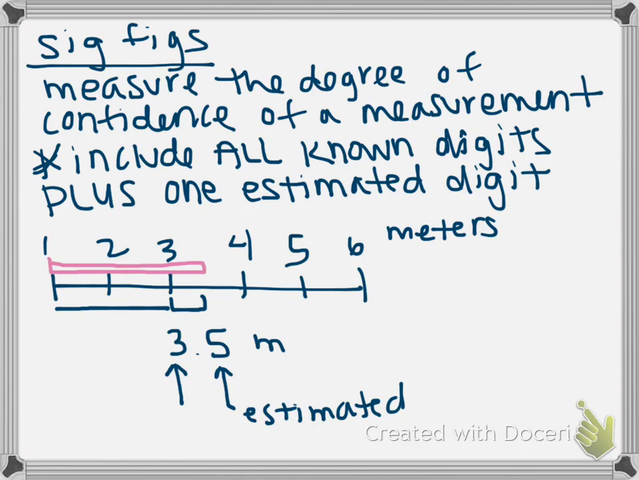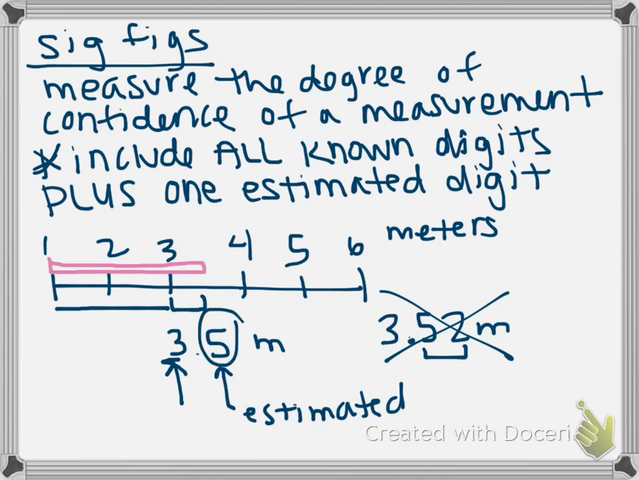Okay, so it doesn't matter, but what matters is that in every measurement you make, you need to have all of the known digits plus one estimated. It's also important that you only have one estimated digit. So for example, you could not say that that is 3.52 meters because that includes two estimated digits, and this is not okay. Okay, so when you make an estimation, you can't be that accurate. So you are only allowed one estimated digit.